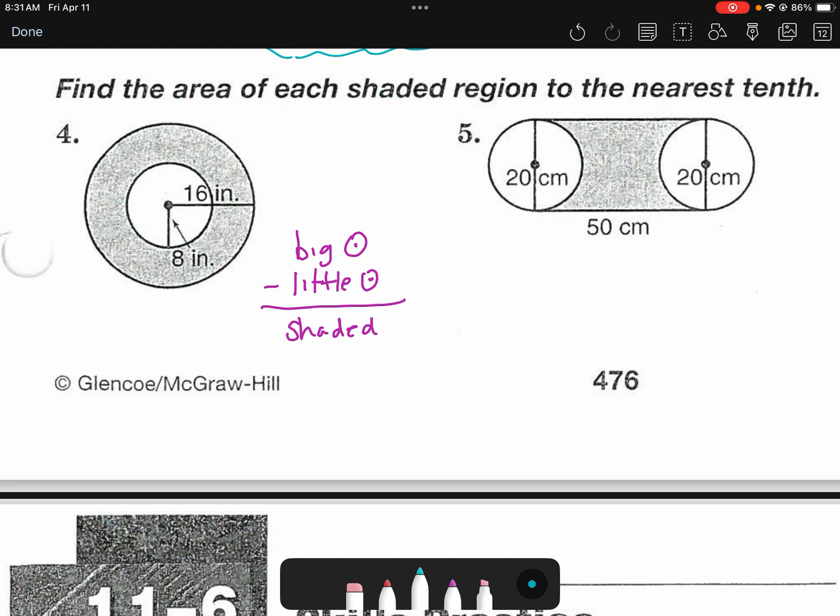I'm going to work with my big circle first. The radius on my big circle is 16. So that means the area of my circle is going to be 16 squared pi. Now, I know 16 squared is 256. So the area of my big circle is 256 pi. And I'm not even going to type that in the calculator, because if I do, I'm going to get a decimal, then I'm going to round it, and it's not going to be exact. 256 pi is the exact answer.